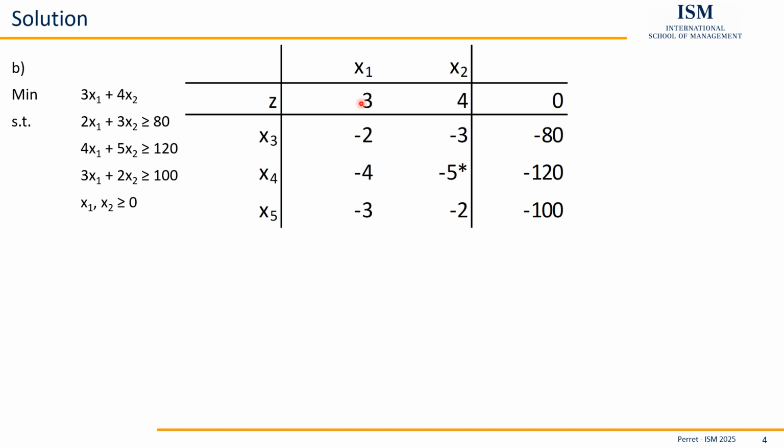Now we have to insert the numbers. Since this is a minimization problem, we can take the coefficients of the objective function and just insert them here into the table. Then all the variables up here have a value of 0. So x1, x2, we set equal to 0, insert this in the objective function, and get a value of 0 for the starting solution. Then we have to consider the constraints.